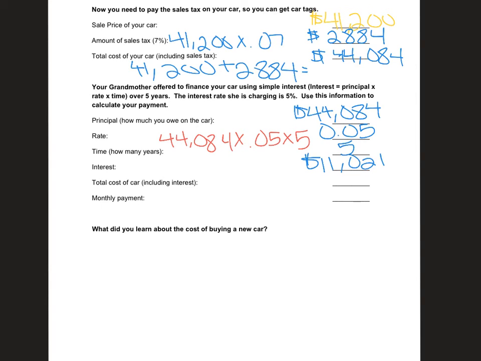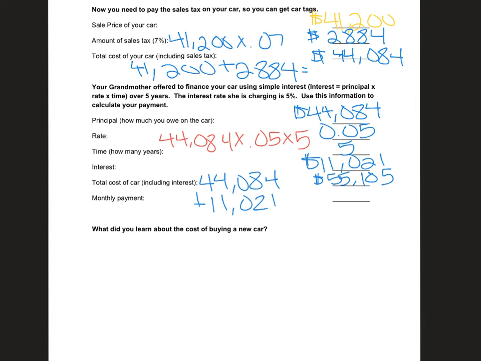So that means I have to pay for the price of the car, which was $44,084, and I had to pay for the interest over the 5 years, which is $11,021. So the total price I'm going to pay for this car ends up being $55,105.